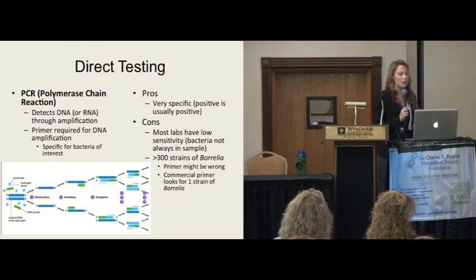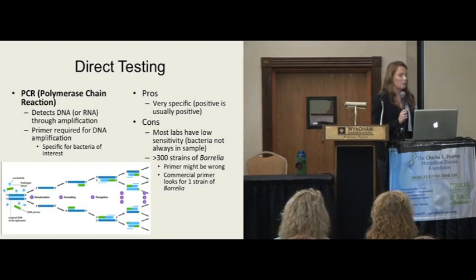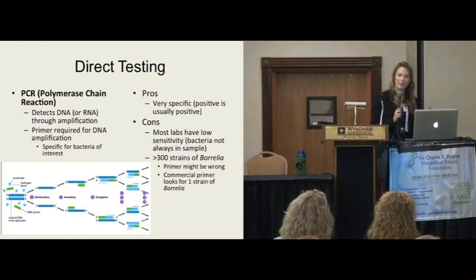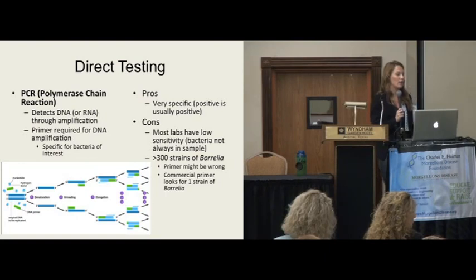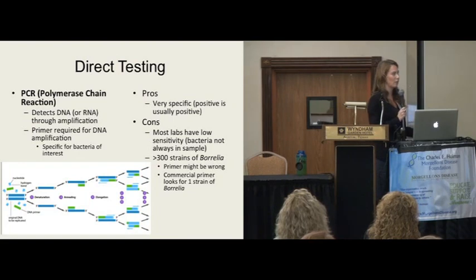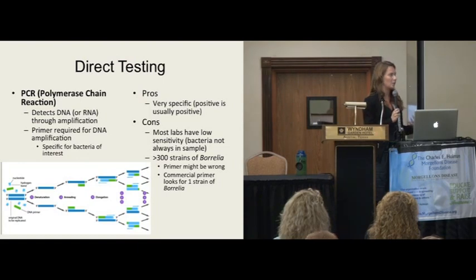Now, PCR does require what's called a primer. A primer is this specific thing that attaches to that set of DNA that you have in a sample. Now, when we talk about strains and species of Borrelia, these primers only look at one strain of bacteria. And if you recall, there are over 300 strains of Borrelia bacteria worldwide. So if you're infected with a Borrelia species or strain that's not specific for that one commercial strain, you most likely aren't going to get a positive PCR test result.